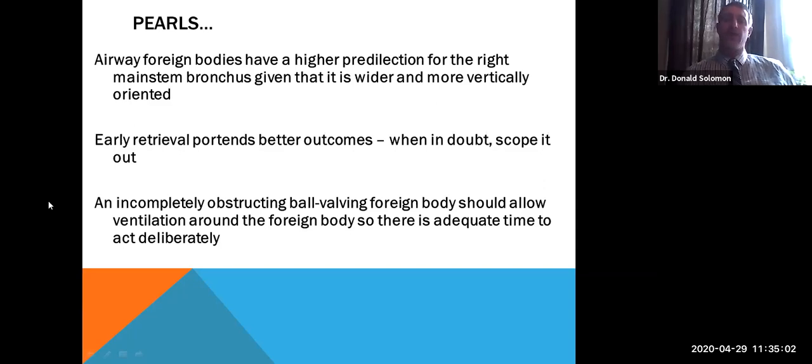Airway foreign bodies have a higher predilection for the right main stem bronchus, which is a little wider. It's not always the case, but foreign bodies continue to be found in the right main stem bronchus. Early retrieval portends a better outcome in most cases.